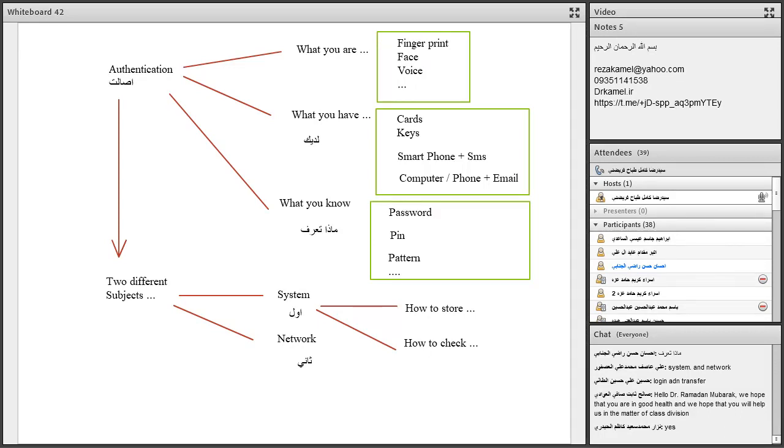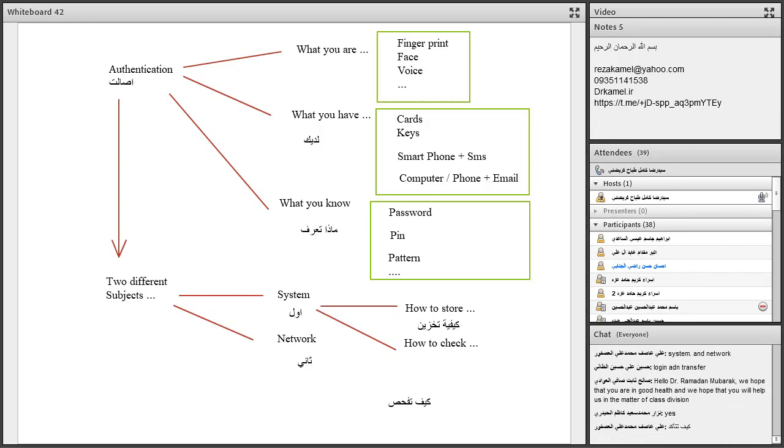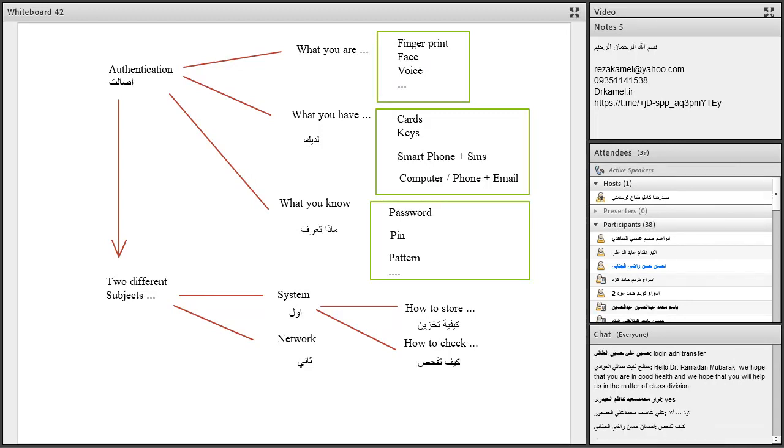كيف تخزن and how to check, كيف تفحص, or تتأكد or something like that. So this is the whole thing that we want to discuss in this chapter, and we already discussed it in the last two sessions. Yes, exactly: كيف تخزن and كيف تفحص.